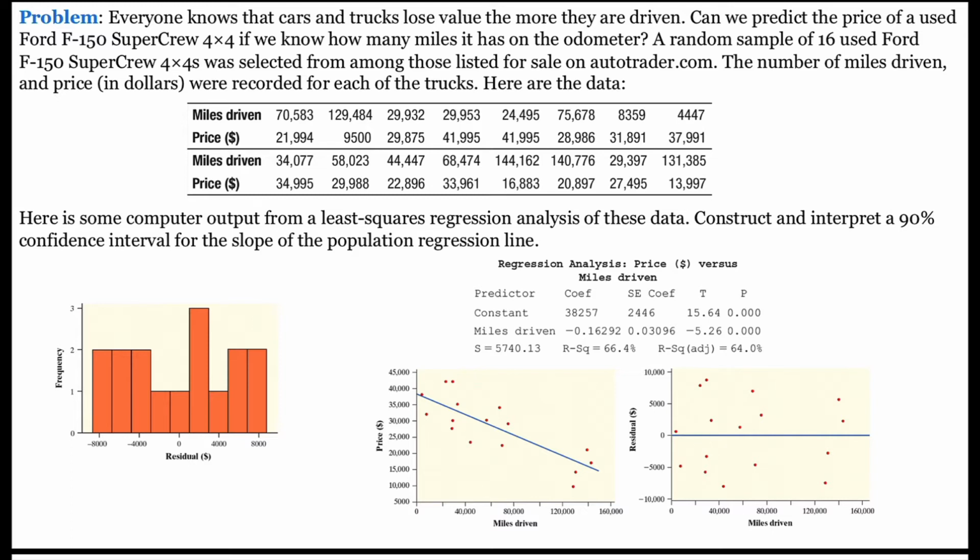Okay? So everyone knows that cars and trucks lose value the more they are driven. That's just cars. Most cars, almost all cars, lose value. The more common they are, the more value they lose, right?